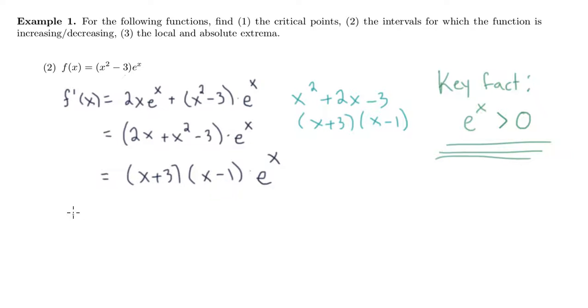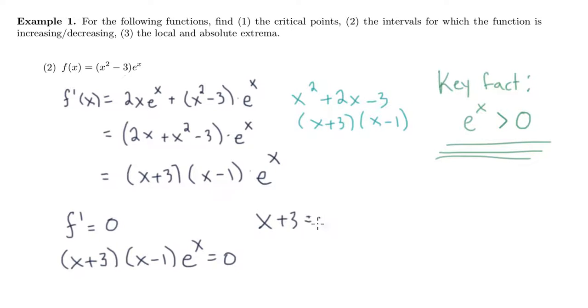Okay, so what happens if I set f prime equal to 0? Well, we already said that e to the x can't be 0. So by the zero product property, we better have that either x plus 3 is 0 or x minus 1 is 0. But that tells me that I have two critical points. x equals negative 3 and x equals 1 are critical points, or CPs for short.